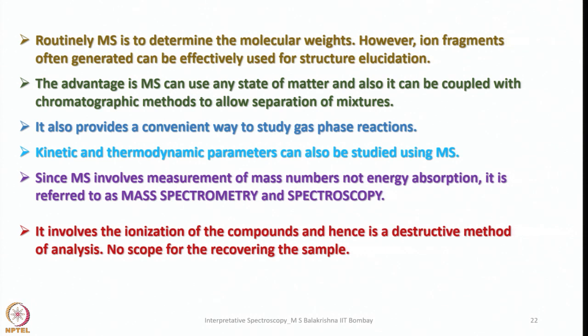Whereas in other spectroscopic methods, from NMR you can recover the solvent and the sample, from IR you can recover the sample, and from UV visible you can always recover the sample. We also look for conditions so that the sample is not affected, decomposed, or degraded. These precautions we take in spectroscopic methods, whereas in spectrometry we intentionally destroy the molecule in order to get the information required from mass spectrometry.